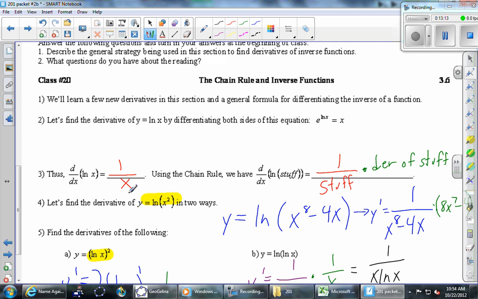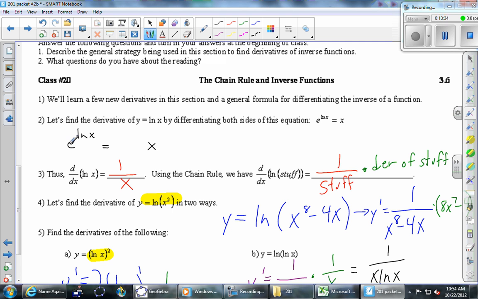The goal is to find the derivative of ln of x. We've already spoiled the punchline. It's 1 over x. But let's get there. So first, do we believe this equation is true? E to the ln of x is exactly the same as x. That was one of our nice properties from last time. So I'm going to copy that equation again. E to the ln of x is equal to x.